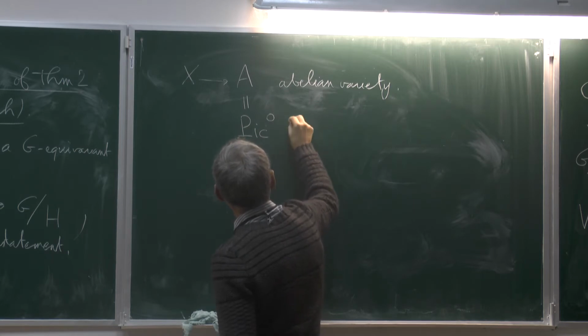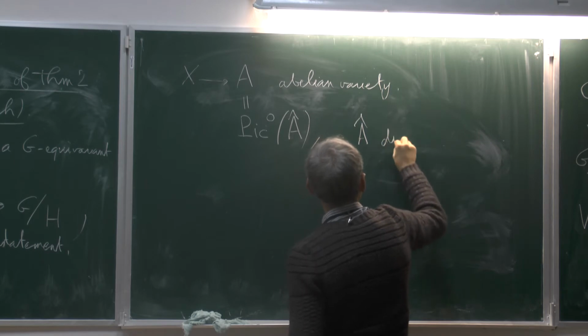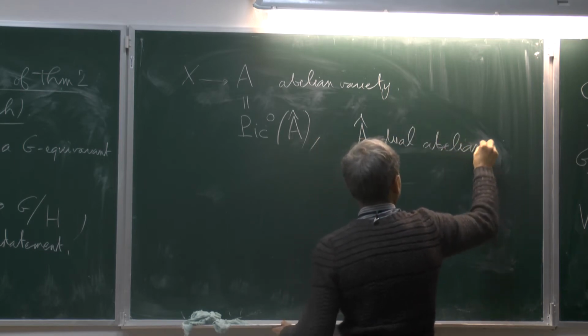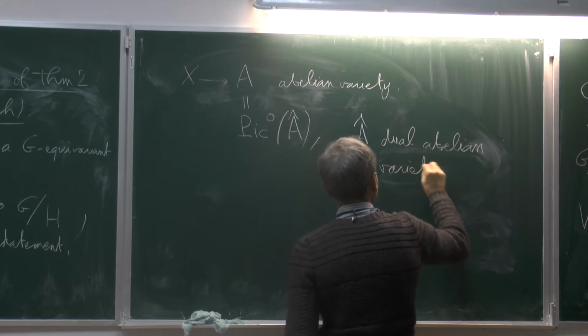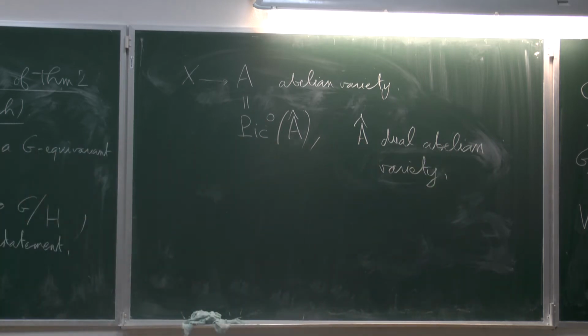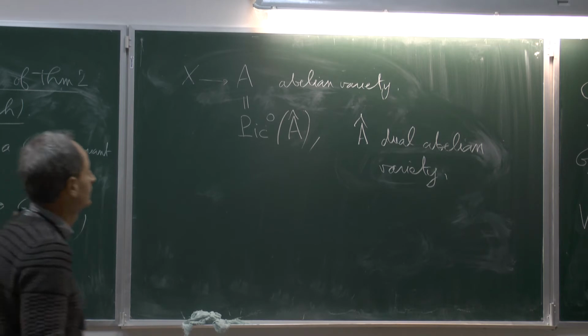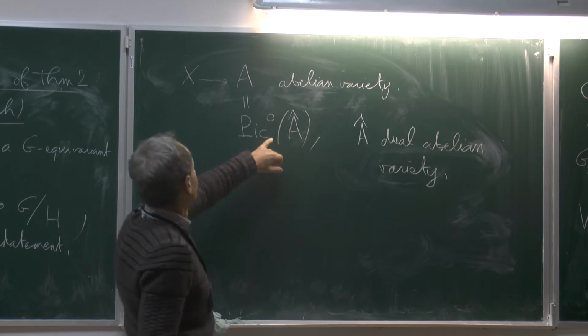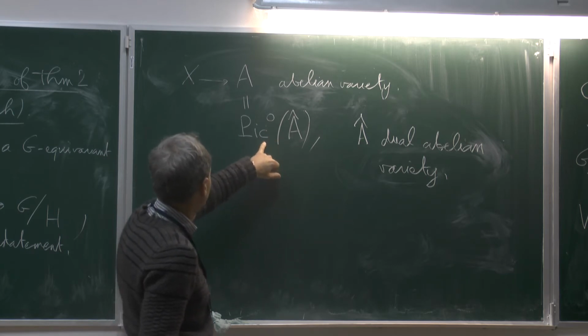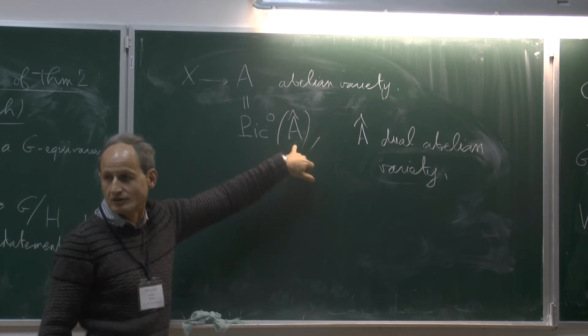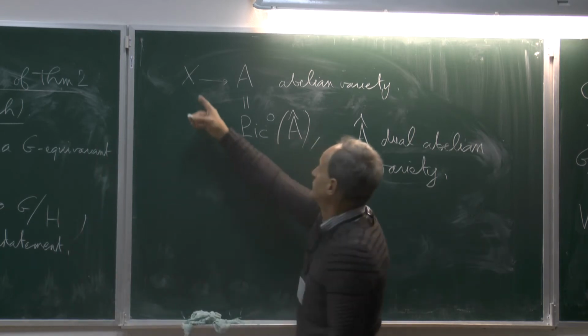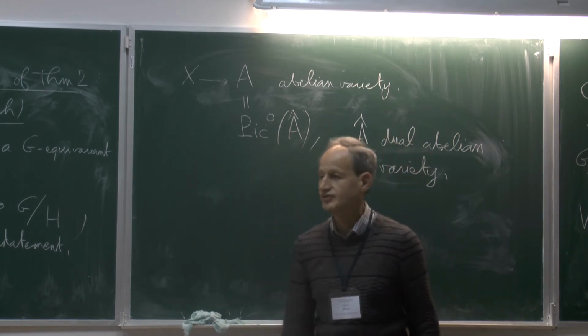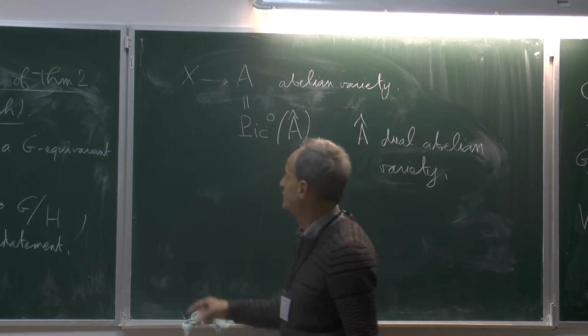Maybe I write it in this set. Okay. So this is a kind of biduality of abelian varieties. Every abelian variety's dual is a group of line bundles which are algebraically trivial. Now, to get a map from X to the Picard group of something is the same, more or less, as to have a family of line bundles.